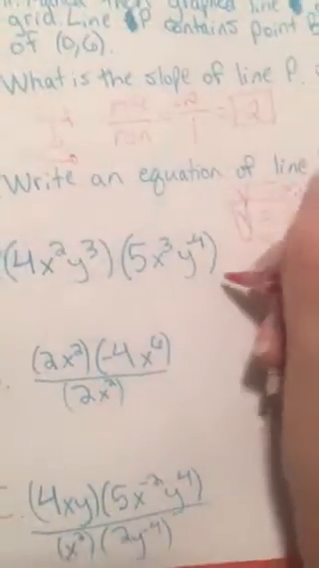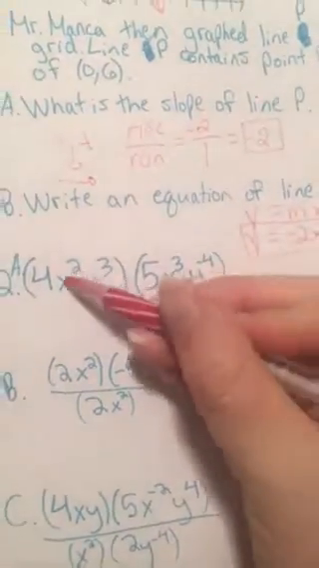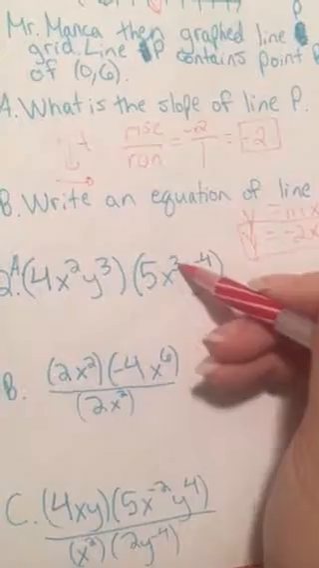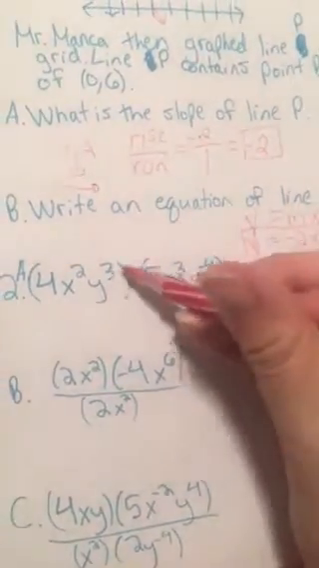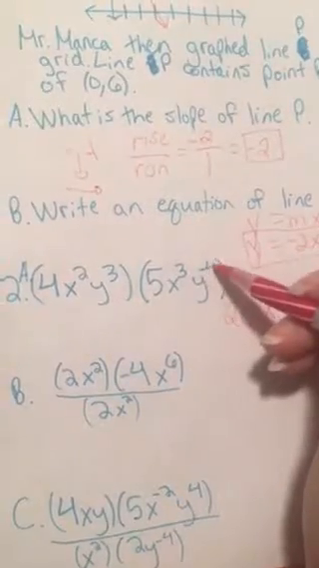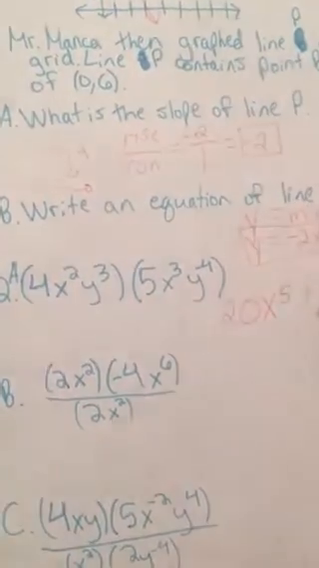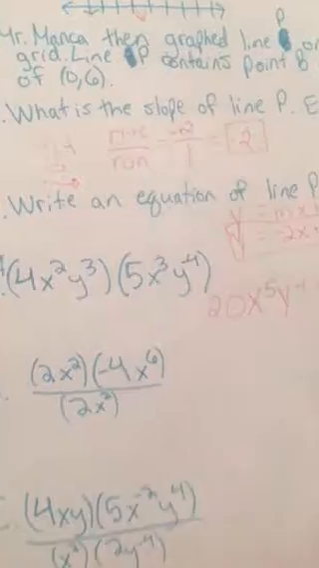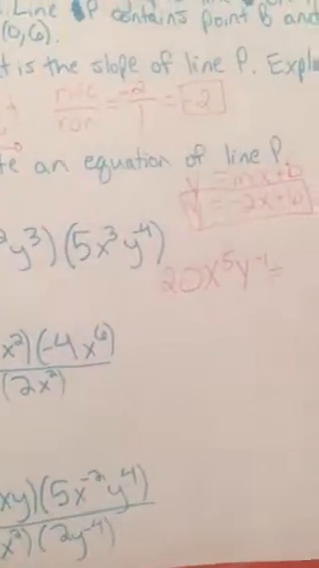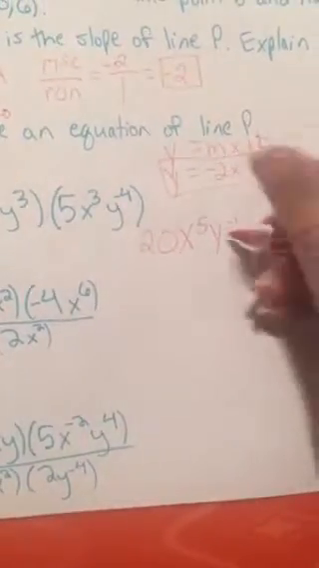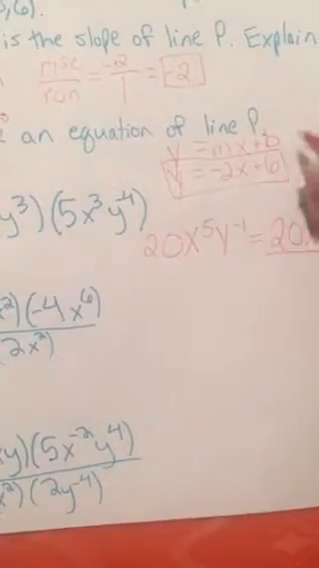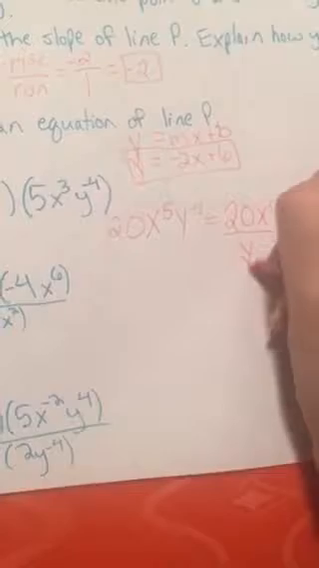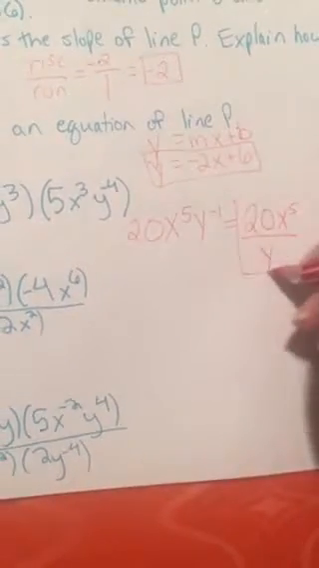So I'm going to multiply my coefficients. 5 times 4 is 20. x to the second, x to the third is x to the fifth. I'm adding my exponents. y to the third, y to the -4th. 3 plus -4 is y to the -1. This looks great, except I have a negative exponent. So anything with a negative exponent is going to move. y to the -1 becomes y to the first, or I could write just y.